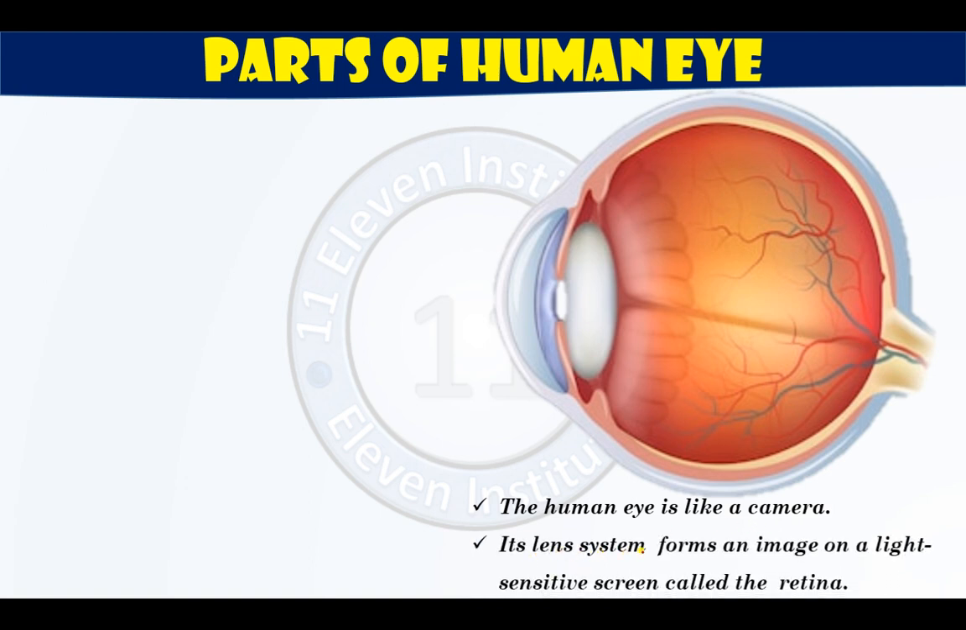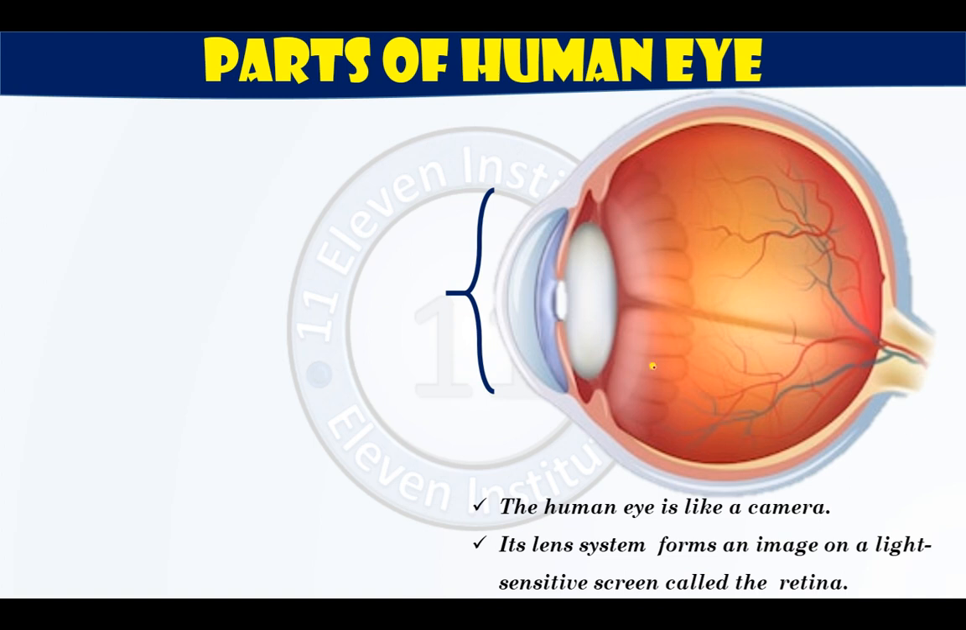Its lens system forms an image on a light sensitive screen called retina. This also I have told you, that this behaves as a camera, and this lens forms an image behind it on a screen known as retina, and this retina is light sensitive. An image will be formed over here which will be captured by the nerves and processed by the brain.